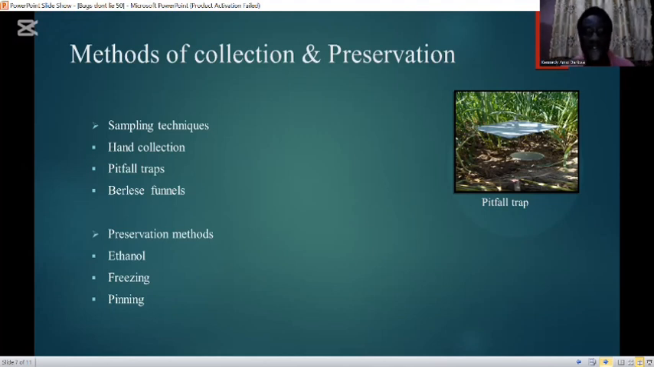Then preservation involves placing specimens in ethanol, freezing them, or pinning for later examination. Each method ensures the evidence remains reliable in a court of law.